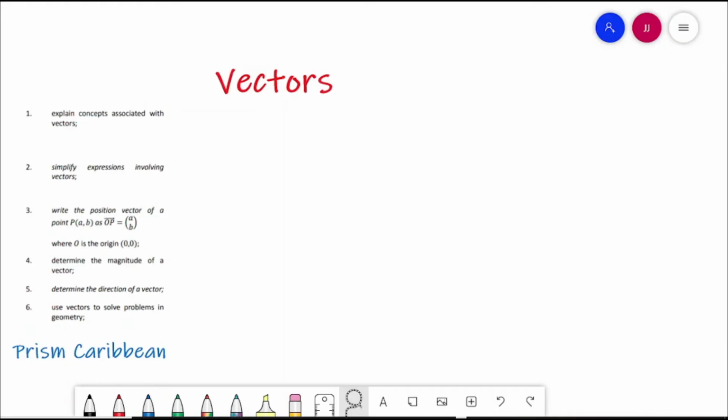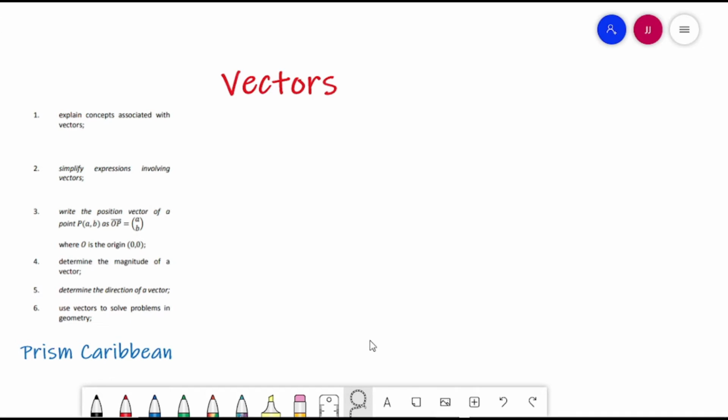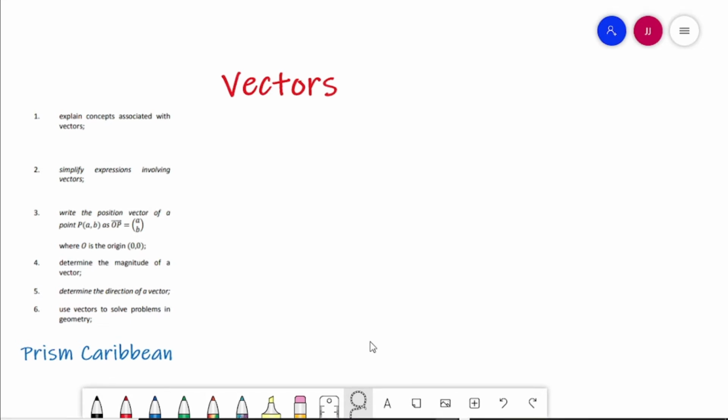Hey everyone, good day. So today we'll be doing another Prism Caribbean video, and today we'll be focusing on vectors. Several videos will be done in accordance with this topic as well as matrices. So with regards to vectors, we have to know certain things, which I'm going to go through now.